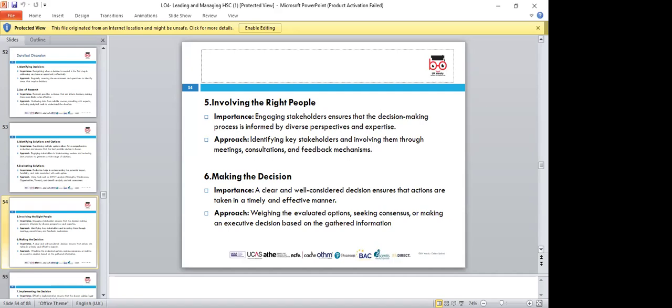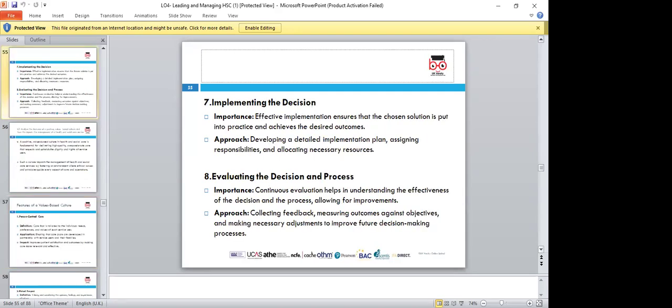So it's making the decision. Important: a clear and well-considered decision ensures that actions are taken in a timely and effective manner. Approach: weighing the evaluated options, seeking consensus, or making an executive decision based on the gathered information that you have gotten. This is how you're able to make a decision, because you are able to utilize the information you have gathered and put it into practice.